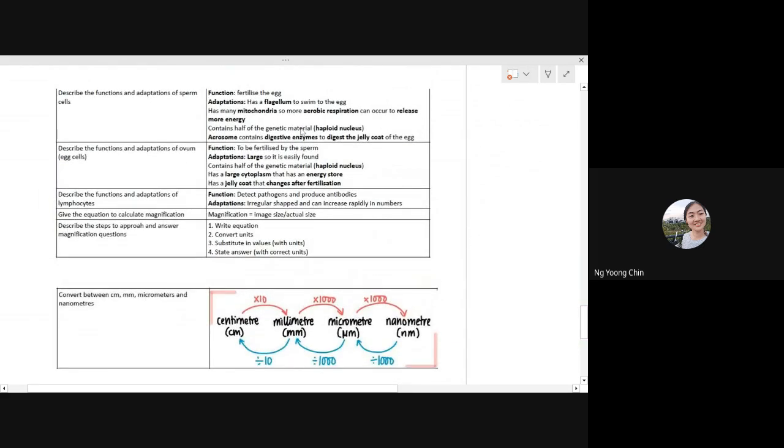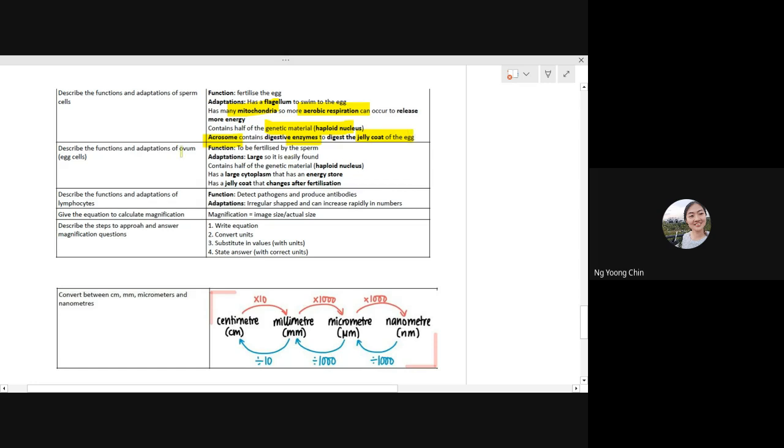Sperm cell. Please remember their structure. They have a long tail, which is a flagellum. They have a very large amount of mitochondria because they are always swimming forwards and moving. They have a haploid nucleus, which contains genetic material. And they have an acrosome on the cap, the head of the sperm, which contains enzymes so they're able to digest the jelly coat of the egg. We'll learn more about this in the reproduction chapter.